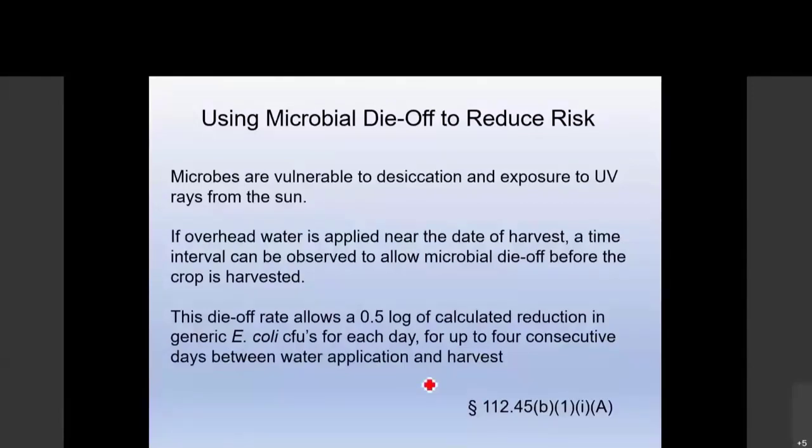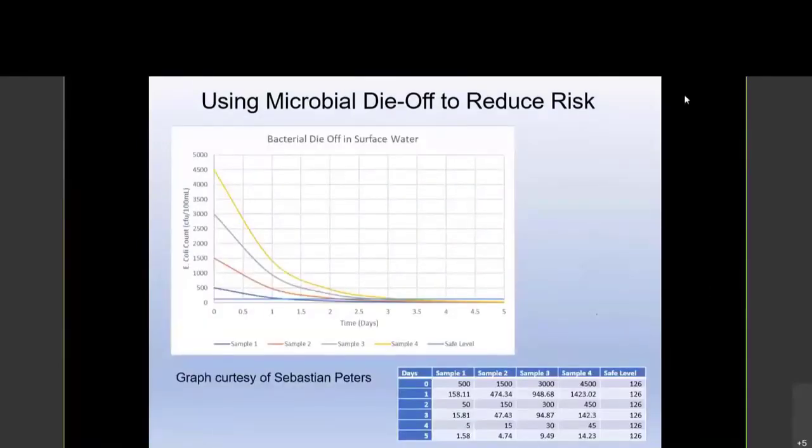So how are you going to calculate that? Well, there's a couple of different ways that you can do it. This is a graph that was done by one of my cohorts in our food safety lab. Sebastian took some of the data that I got from streams last year. And we have 4 samples here. You can see that your values are here. We know that our safe level, according to GAP, is going to be 126 colony-forming units. When you look at the graph, this blue line right down here, I'm tracing it with my little laser pointer, right down there. So we want to be below 126 colony-forming units.